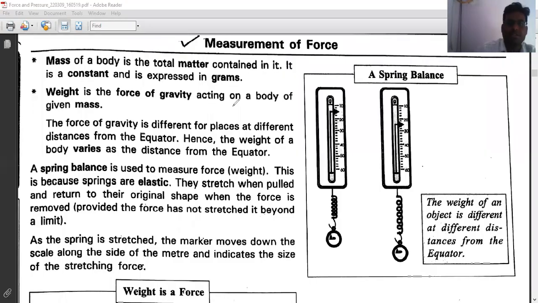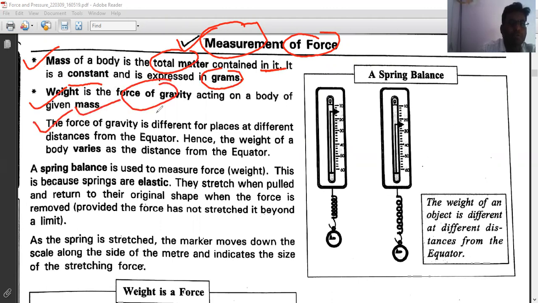Now look at the next topic of force, that is called measurement of force. How will you measure the force? The first point is that mass of the body is the total matter contained in it. It is constant and expressed in grams. Weight is the force of gravity acting on the body of given mass. The force of gravity is different for places at different distances from the equator. Hence the weight of the body varies as the distance from the equator varies.